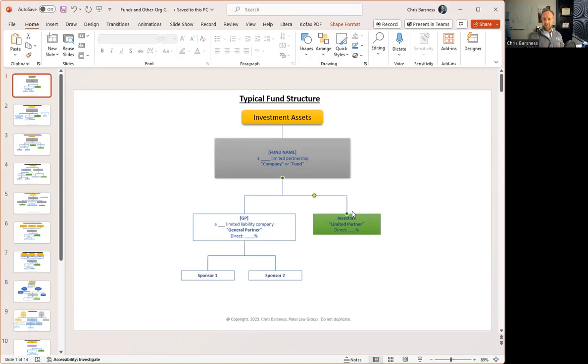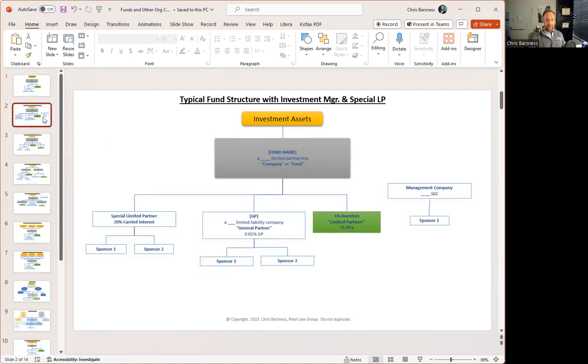Then down below, you have limited partners, who are your investors that are giving you the cash to put into the fund. The GP or general partner over here is usually set up as an LLC, and that's the general partner that makes decisions and manages the fund typically, and that is owned by sponsors who are the people who put the deal together. And that's a typical common fund structure.